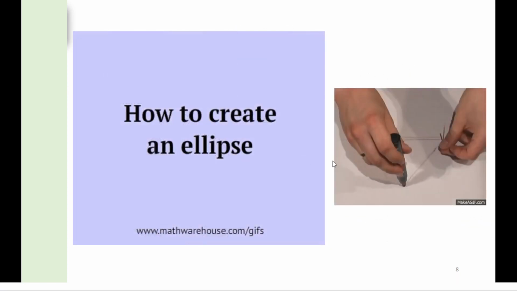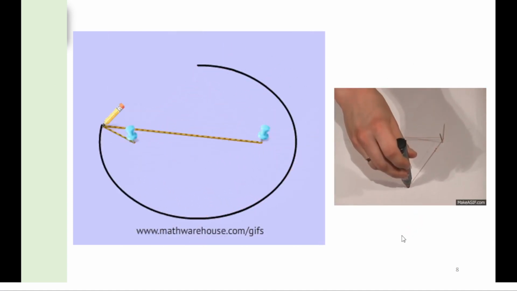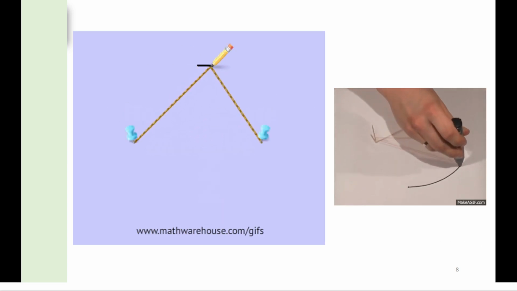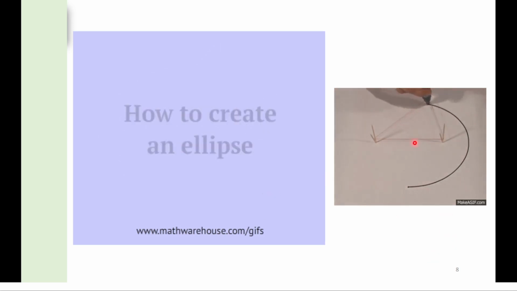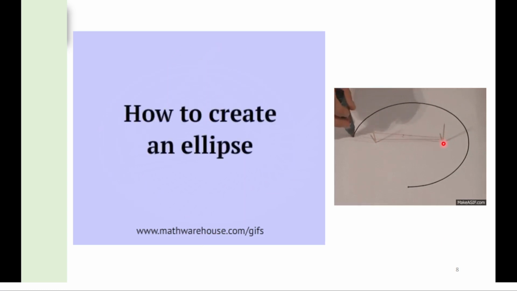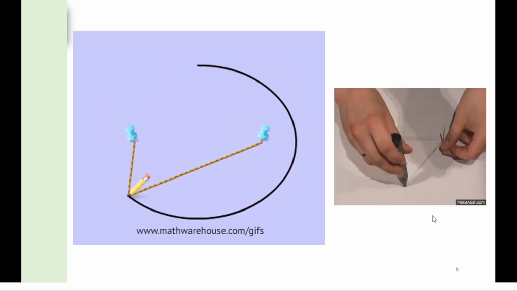Here this is the animation, where we can see how an ellipse can be generated manually with only two pins and one string. These pins we can treat as the foci, which are fixed centers.